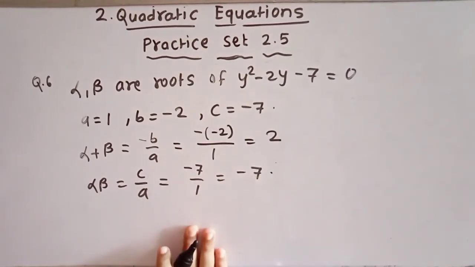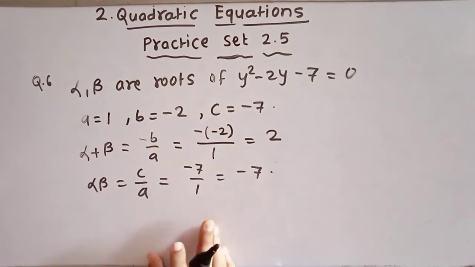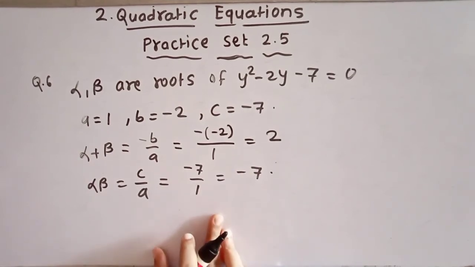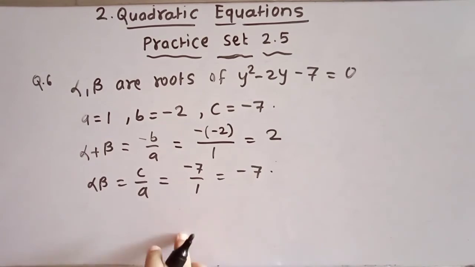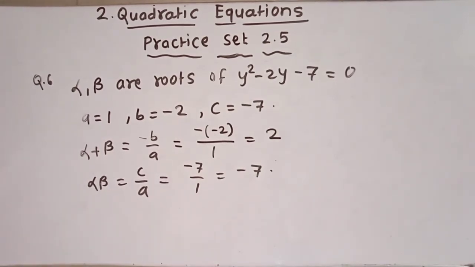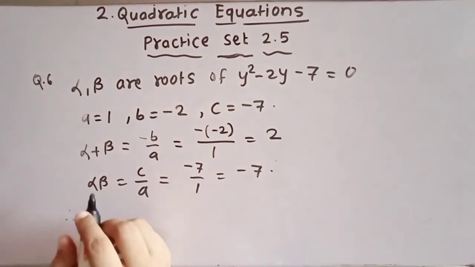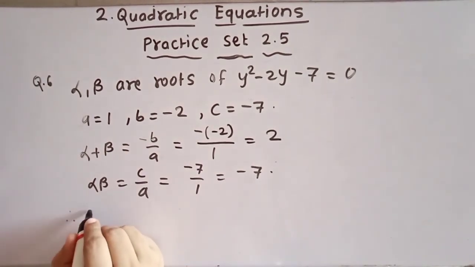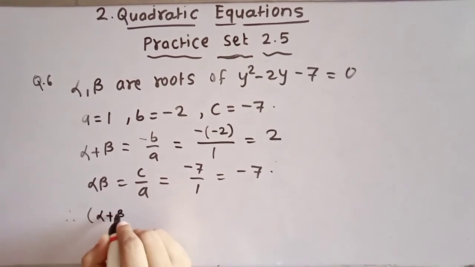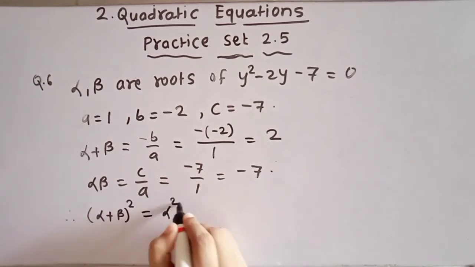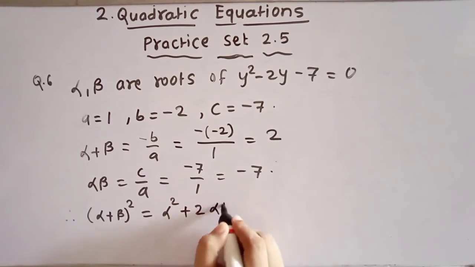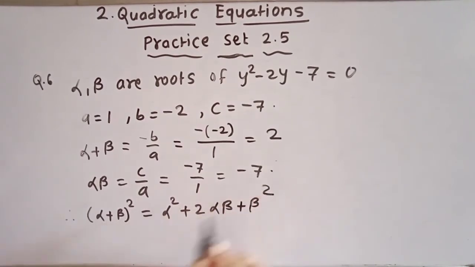Now you have to calculate alpha square plus beta square. Now how will you calculate this? In the a plus b whole square formula, you are getting a square plus 2ab plus b square. So you can take here alpha plus beta whole square is equal to alpha square plus 2 times alpha beta plus beta square to get this term. Okay.